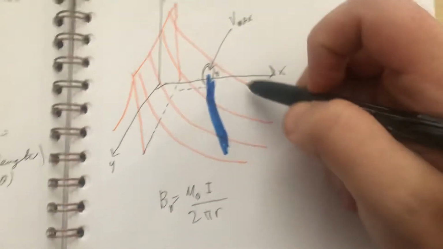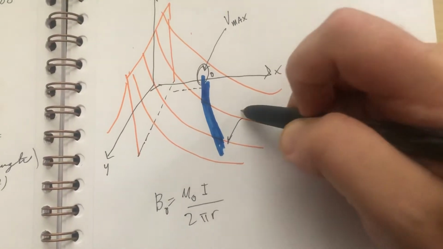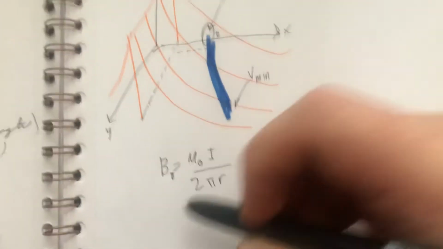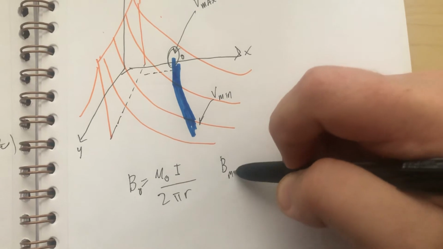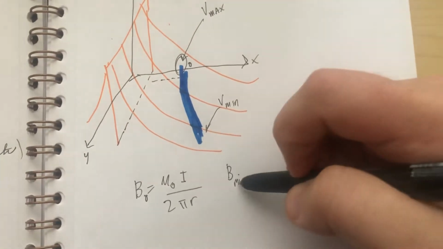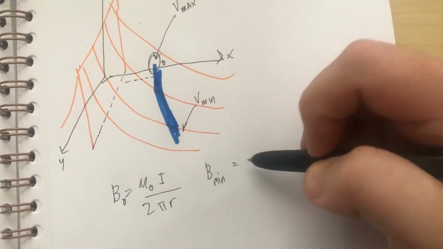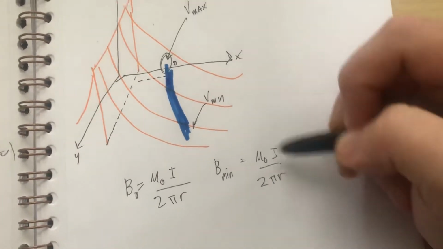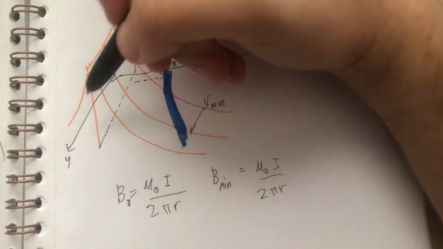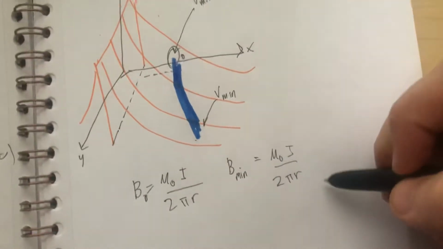Right, and then we can also compute the lowest point here too. We can say B min. Right, so we'll call this B min. I don't know what to call it. Same thing, right, mu 0 I over 2 pi r. But no, r is much higher here, right? So r is considerably further away. So our value here is going to be lower.